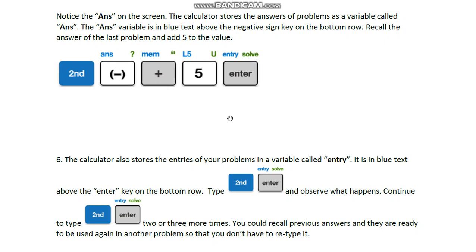The calculator also stores entries in a variable called entry. It's in blue text above the enter, so you want to type second and enter. And do that a few times and see what happens. Again, something really useful that can save you some typing.